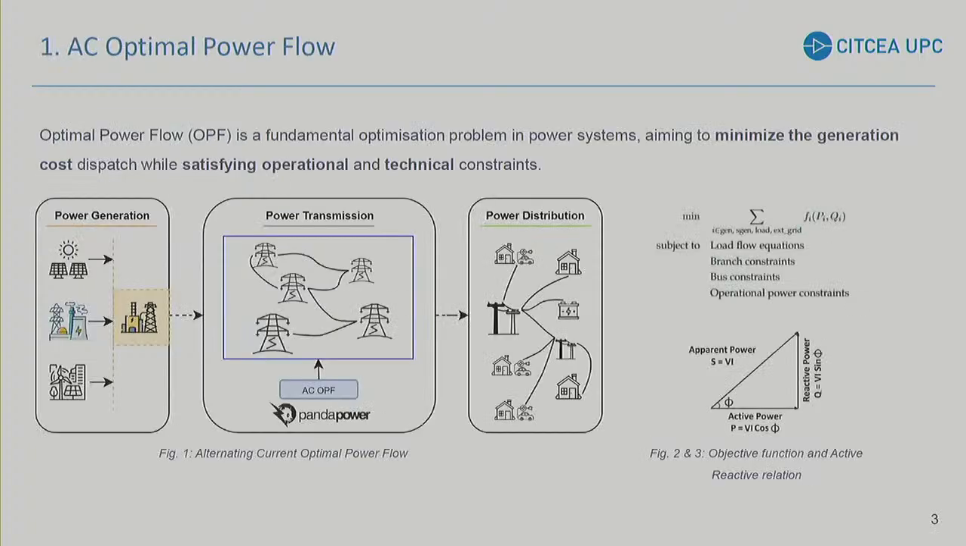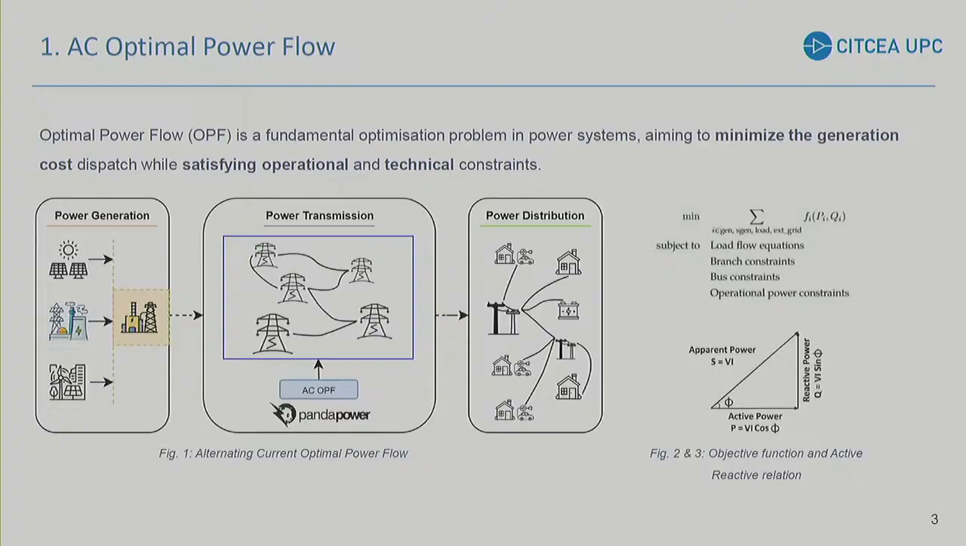Optimal power flow is a fundamental optimization problem in power systems, aiming to minimize the generation cost dispatch while satisfying some operational and technical constraints. It is crucial not only for day-to-day operation of the network, but also for planning, in order to correctly place all the resources that we have on the network, such as generators, batteries, everything. The classical formulation is minimizing a cost function based on the power injections of active and reactive power, subject to operational constraints, as I said before.